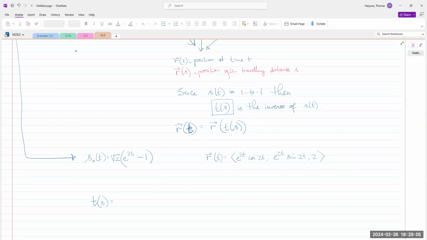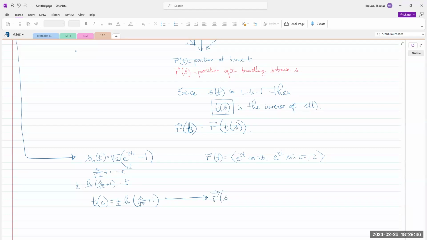Okay, basically I reverse this: s over square root of 2 plus 1 equals e to the 2t, apply natural log, and then divide by 2, gives us the time t, right? Notice that now we have time as a function of distance: t equals 1/2 natural log of s over square root of 2 plus 1. Once you tell me the distance you have traveled, I can tell you how long you have traveled.